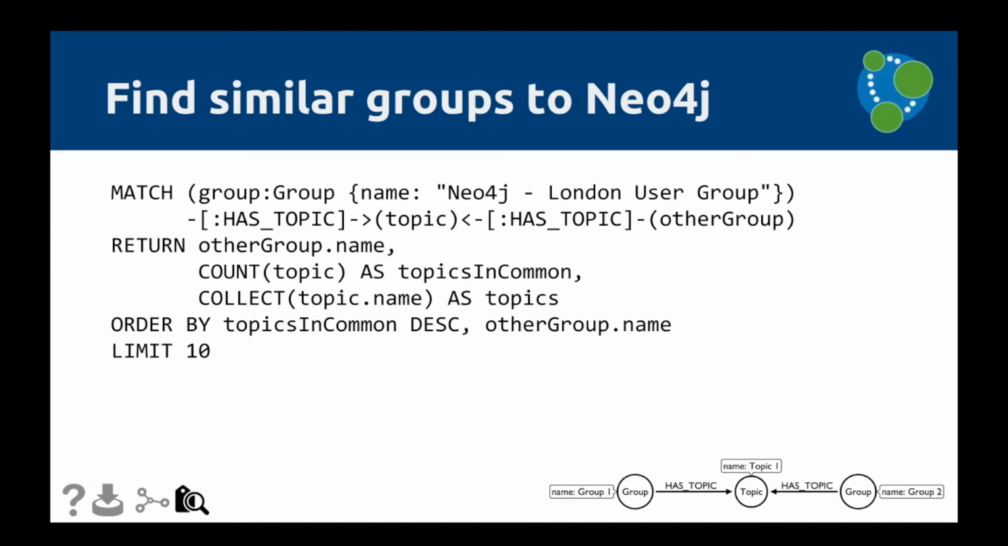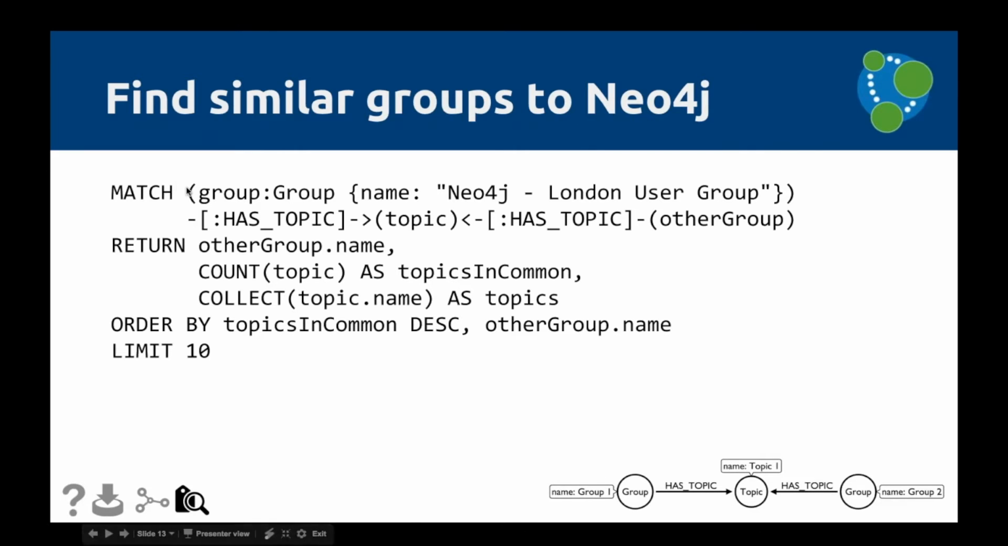Okay, so that now leads us to our query to answer the first question. I've skipped out importing the data. If you want to see all the scripts that do this, it's all on a GitHub repository, which we can share with you afterwards. But for now, we're just going to focus on the modeling and the querying. And so what we're doing here is we're saying, okay, I want to find the similar groups to Neo4j, and remember down the bottom right-hand side, we've got the diagram of what we're trying to do.